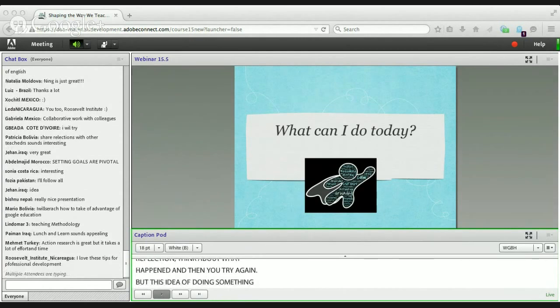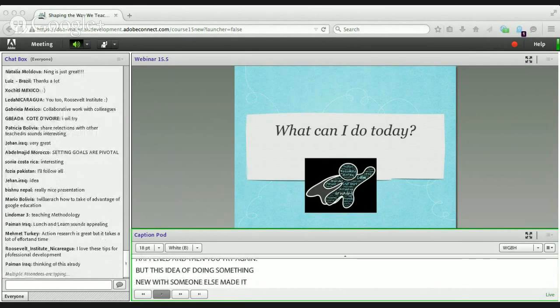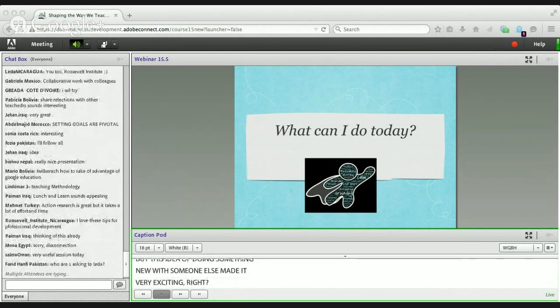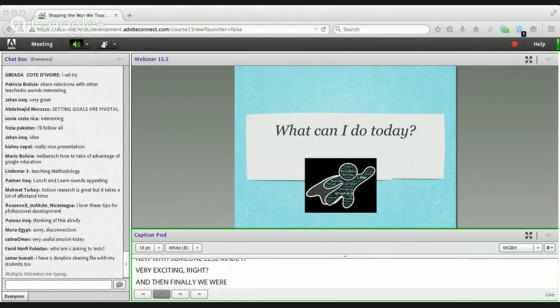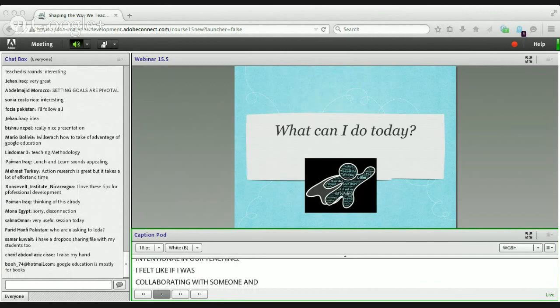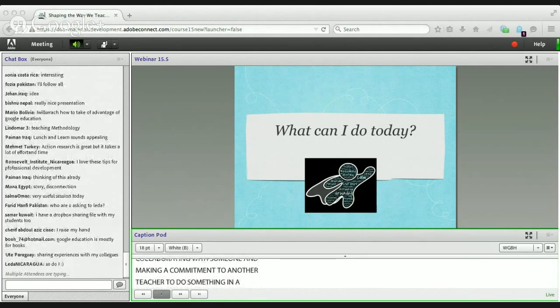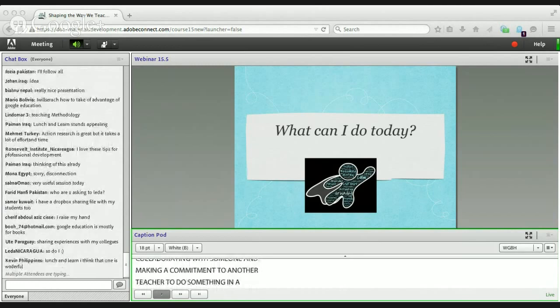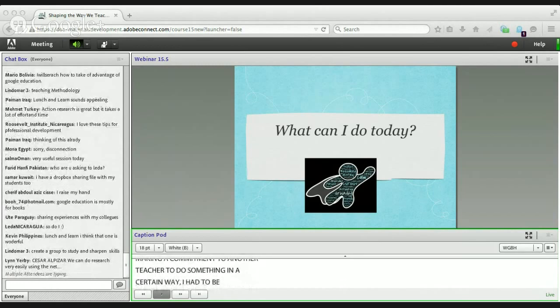And then finally, we were intentional in our teaching. I felt like if I was collaborating with someone and making a commitment to another teacher to do something in a certain way, I had to be very intentional. I couldn't just make my lesson plan the night before, like we sometimes do. We all do it, or right before class, right? If I had to have a plan, I had to be intentional in my teaching. And I think we're always more successful when we have that intention.